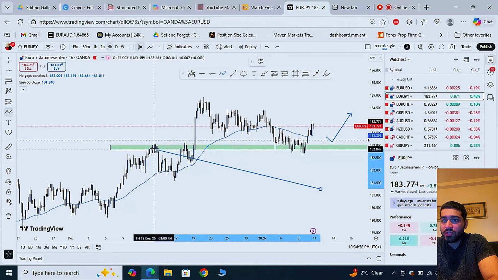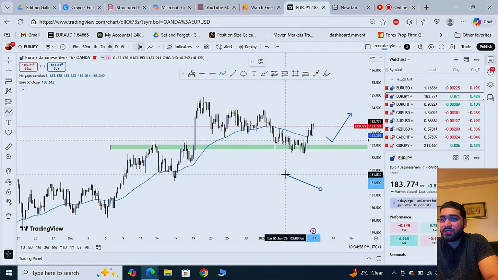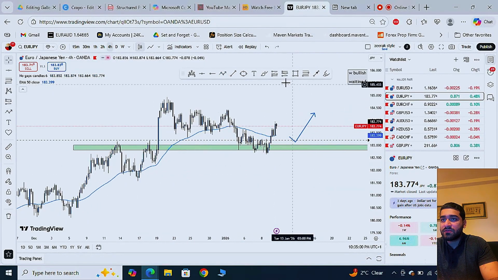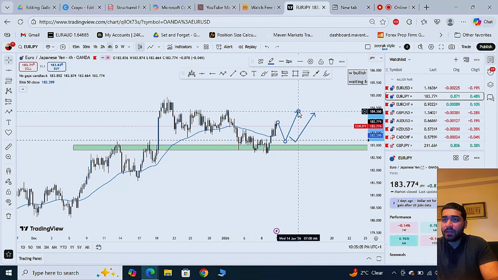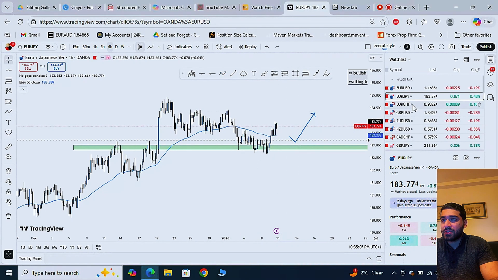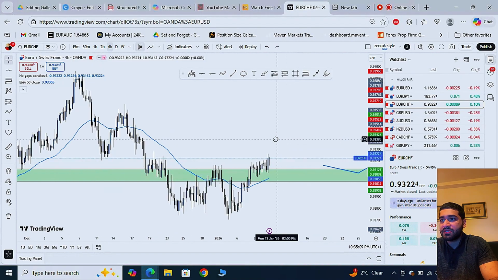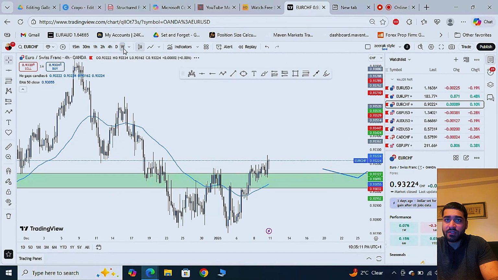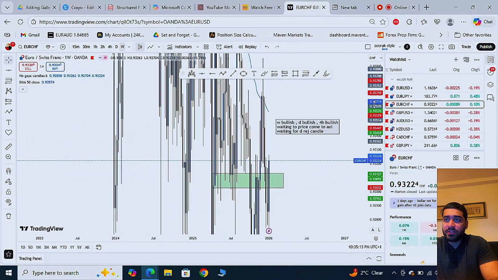So 1 touch, 2 touch, 3 touch. So this has 3 touches, so I will look just for the price to come here for this pullback and look for the upside. So this is a little bit risky trade. The next one is EUR/CHF.